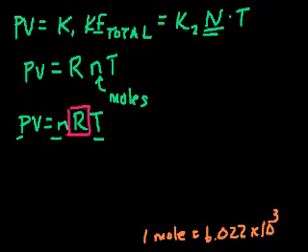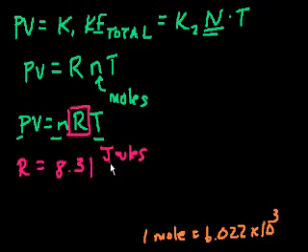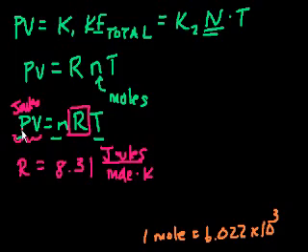R is called the universal gas constant, and R is 8.31 joules per mole Kelvin. And that tells you what you need in this formula. This should end up being joules. So if you have pressure in pascals and you have volume in meters cubed, you'll end up with joules there. This should be in moles. This is 8.31 joules per mole Kelvin. And then this, as we always said, should be in Kelvin.